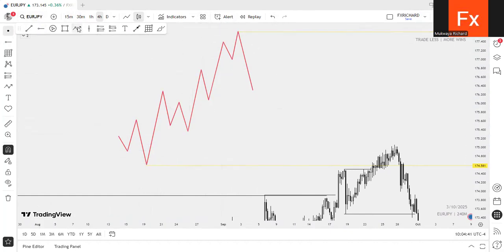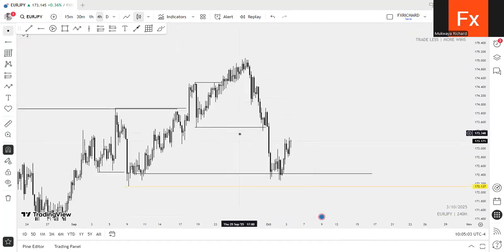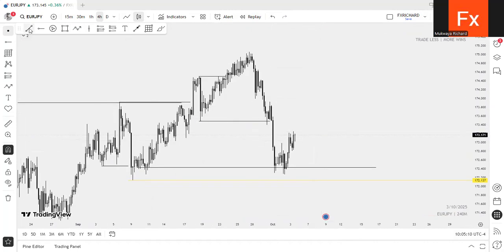So the market will always come to take out this internal range liquidity. After taking out this internal range liquidity, the market will buy in the original direction, taking out this high. So that's why the market broke this low, confusing other traders that the market is bearish. Yet in actual sense, the market is bullish.